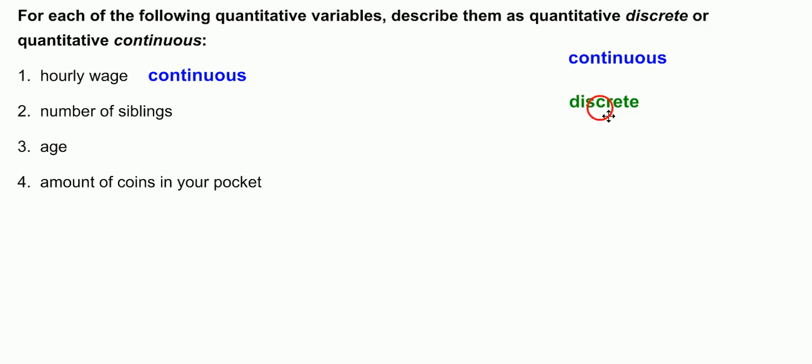Number of siblings, I already sort of addressed this in the last slide, right? You can't have parts of a sibling, right? You can't have a half or a third. Now, we do have things technically like step siblings or half siblings, but that's not something we would count here. So sometimes we have to be a little bit careful, trying not to be too technical about it.